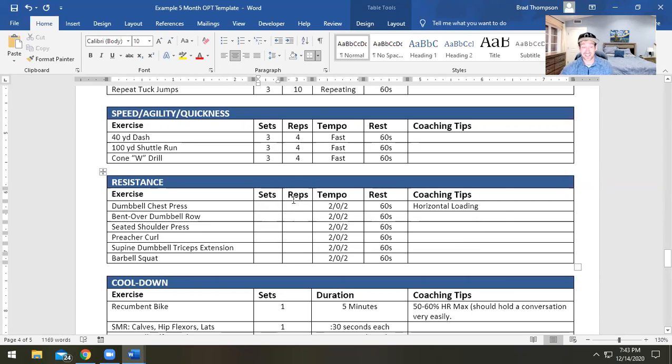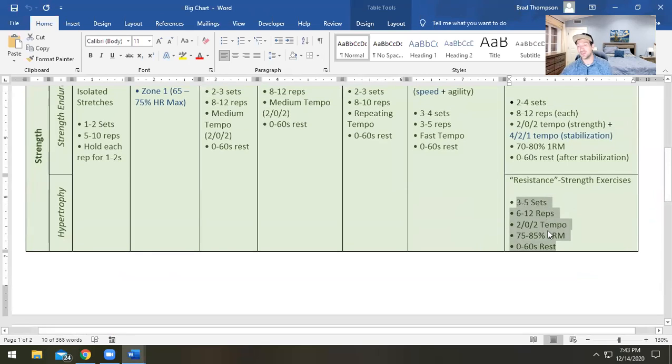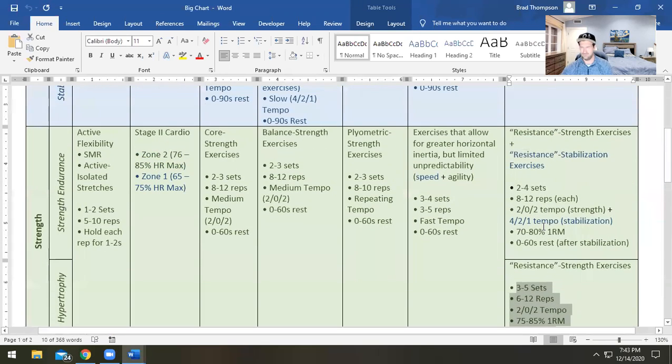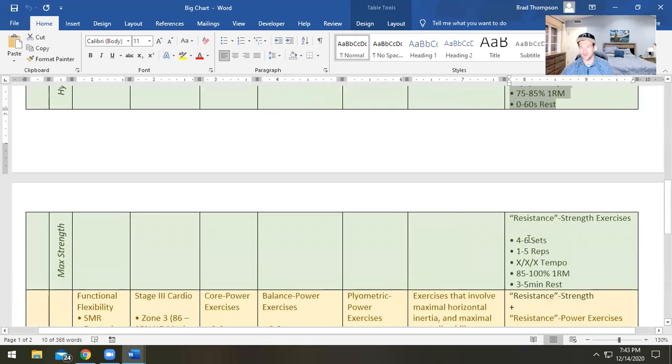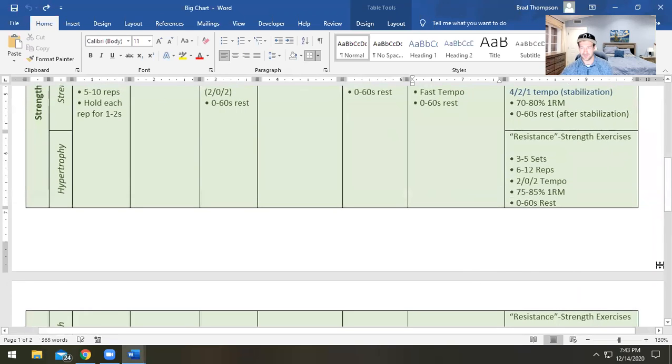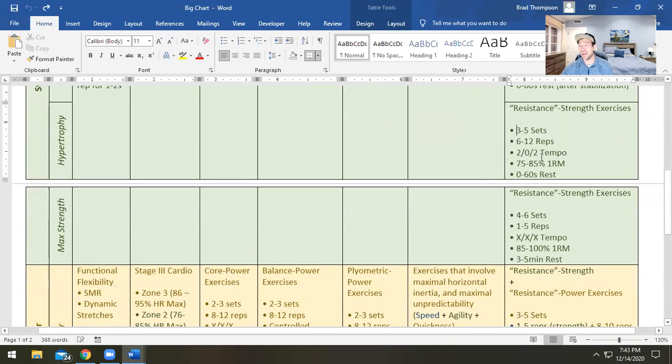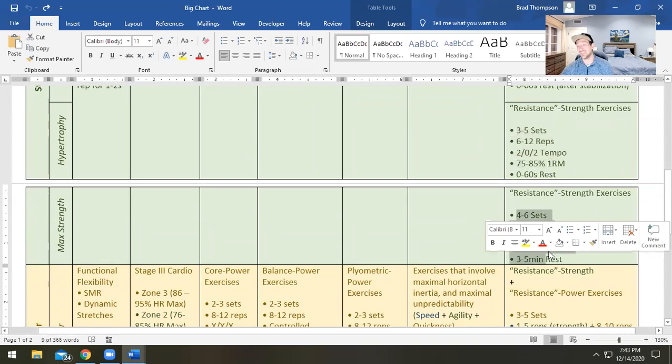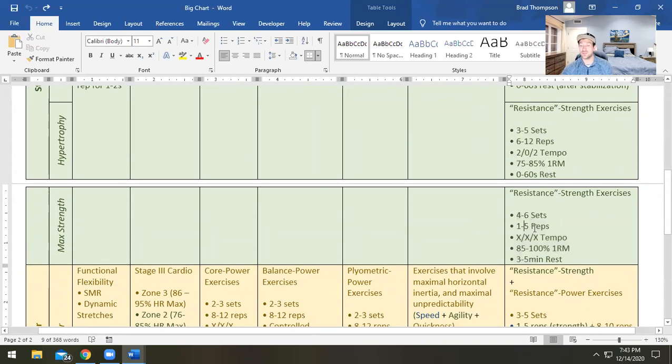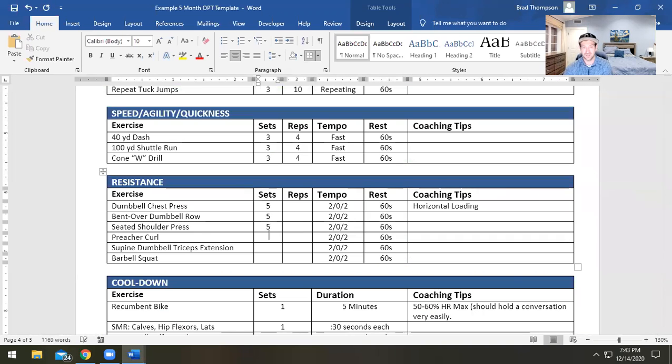We're going to change the sets though, right? I went from 3 to 5 sets to 4 to 6 sets. I went from 6 to 12 reps to 1 to 5. So you know what? We're going to do a classic. We're going to do the StrongLifts 5 by 5. 5 sets, 5 reps. But now my tempo needs to be explosive.